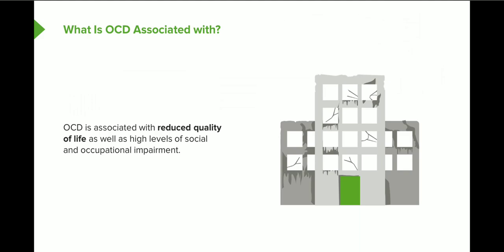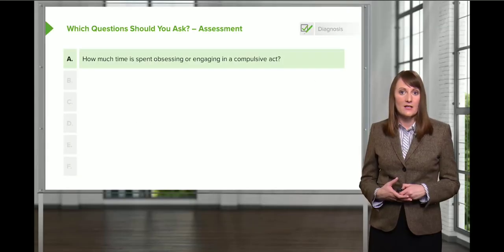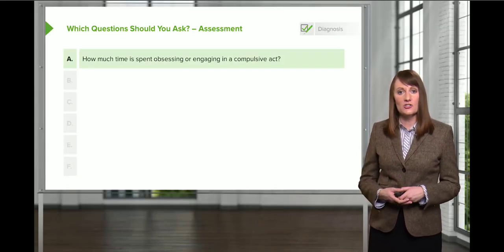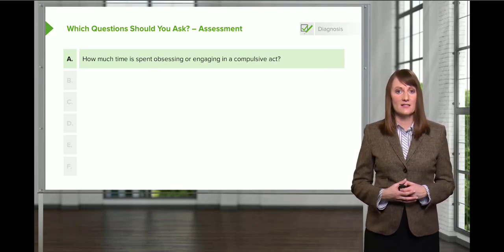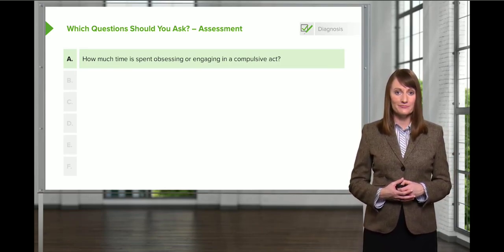The OCD is also associated with a number of different things. It's associated with reduced quality of life, as well as high levels of social and occupational impairment. So when you're doing your assessment of a patient who you suspect might have OCD, what are some questions you should ask? So you could start with these.